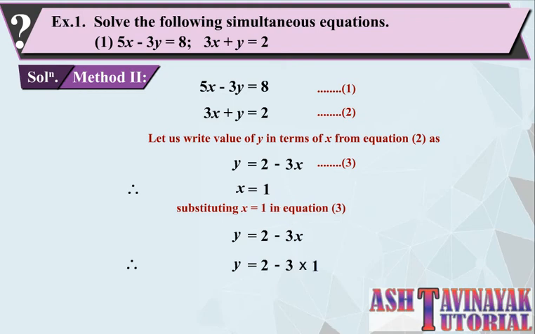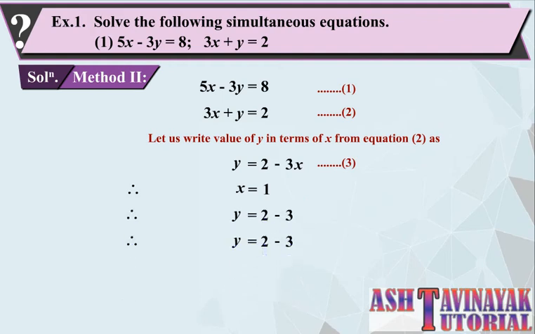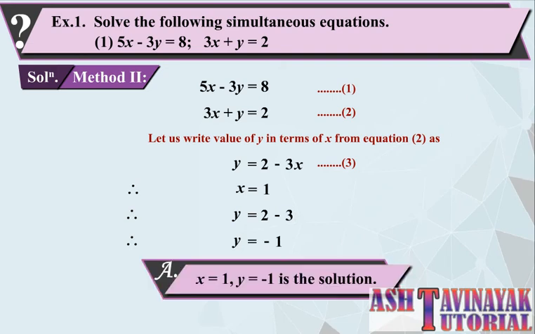Therefore, y is equal to 2 minus 3 multiplied by 1. Therefore, y is equal to 2 minus 3. Therefore, y is equal to minus 1. x is equal to 1, y is equal to minus 1 is the solution.